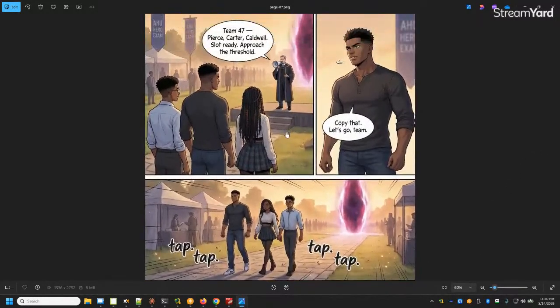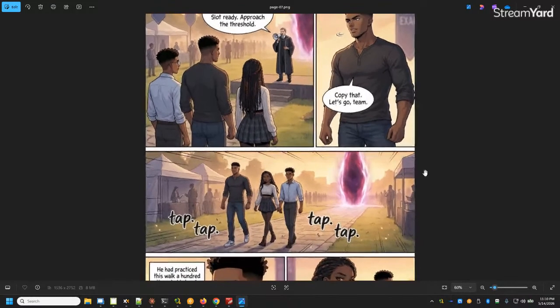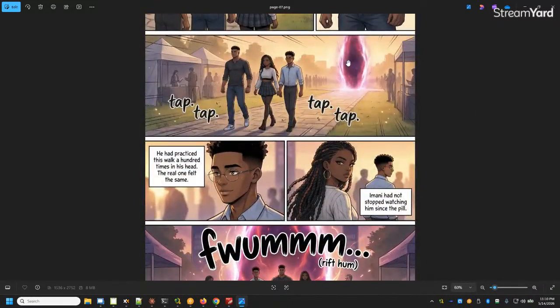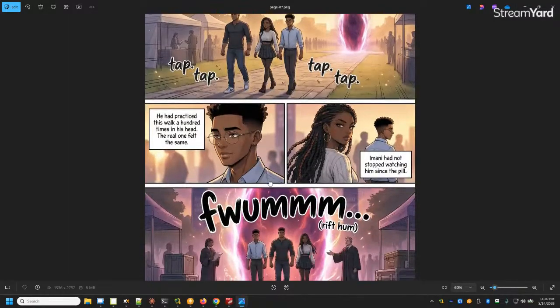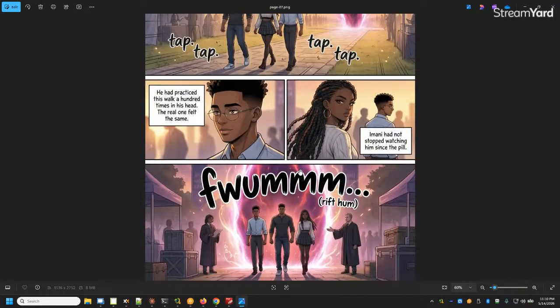All right. And then the team is up, and they're about to go into the rift. Approach the threshold, copy that. Let's go, team. And again, just like before, they're walking away from the rift. He had practiced this walk 100 times in his head. The real one felt the same. I might have not stopped watching him since the pill. All right. And again, same thing and same issue. Walking away from the rift, but going to walk into it.